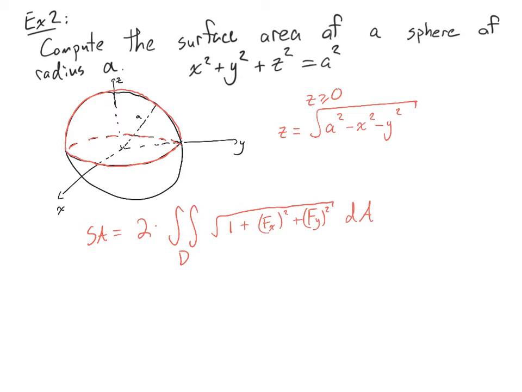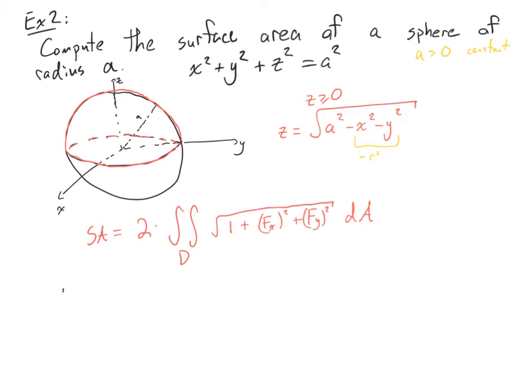Already, this looks like I want to use polar coordinates to compute this, because I've got an x squared plus y squared here. I see that as an r squared, or here a minus an r squared. That would make my life a little bit easier. A here is a positive constant, in case that was not clear. So let's compute fx and fy, and then we'll figure out how to do the polar coordinate things.